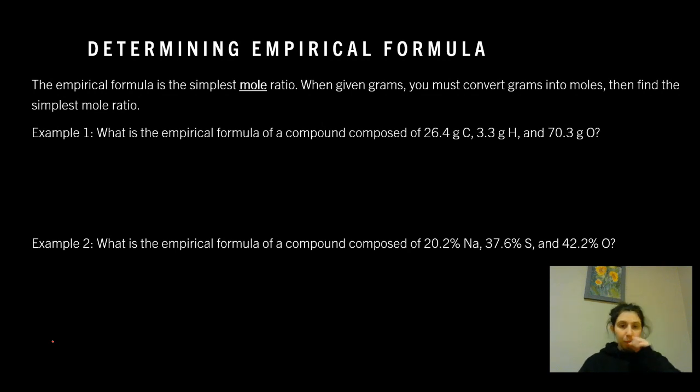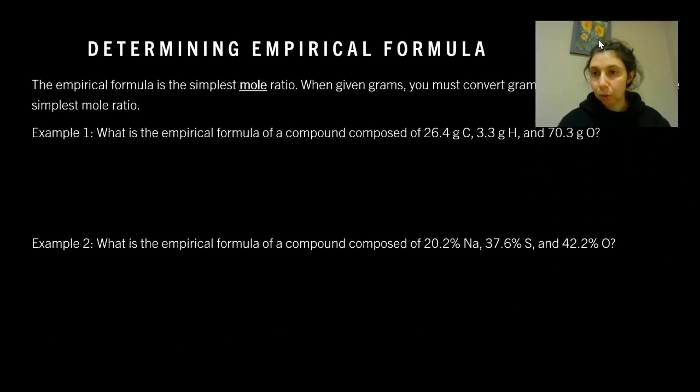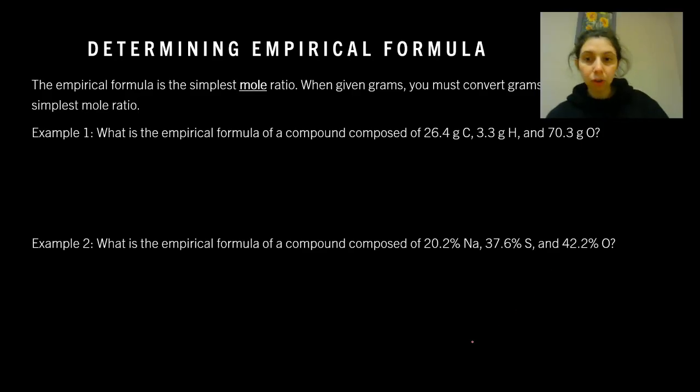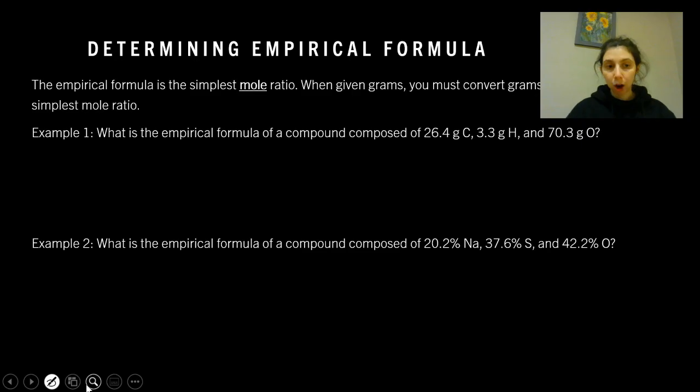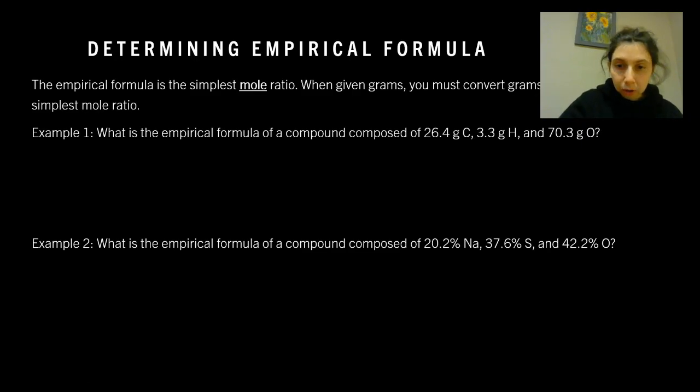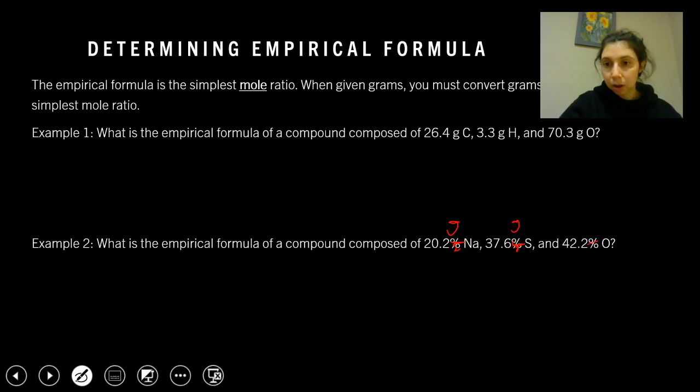So in my second example, I'm asked for the empirical formula of a compound composed of 20.2% sodium, 37.6% sulfur, and 42.2% oxygen. So this time I'm given percentages, which we haven't talked about. All you need to do is cross off the percentage and write grams. Because this is like if we had 100 grams, that would mean we have 20.2 grams, right? 20.2% of 100 is 20.2. And so we can pretend that we have 100 grams of our compound and convert from percentage to grams.